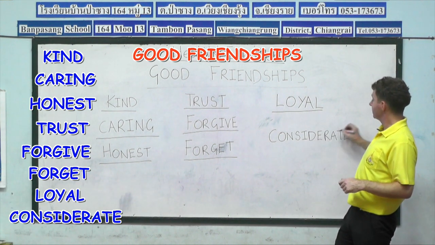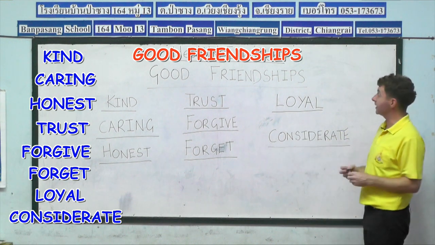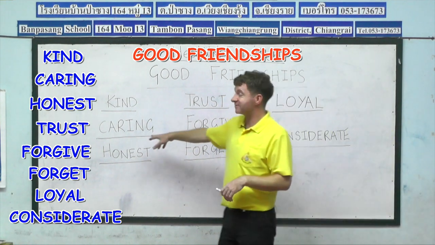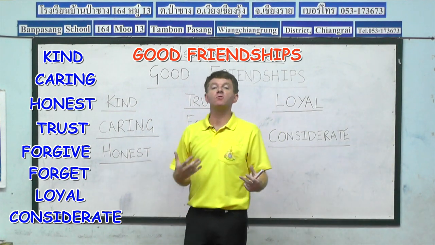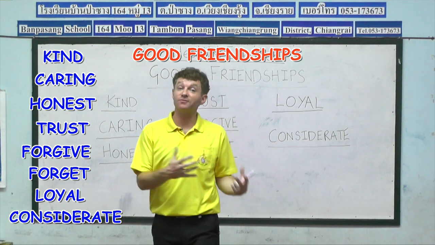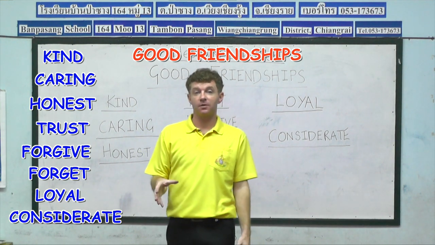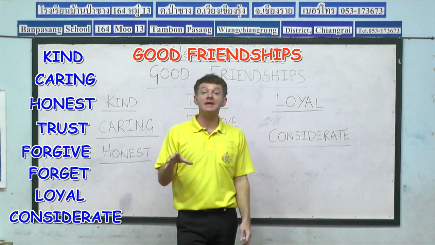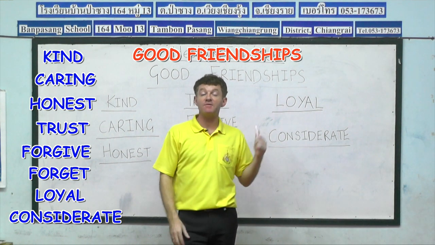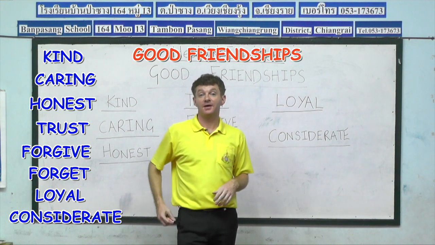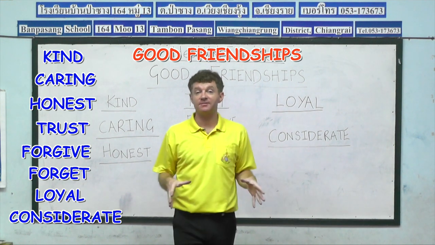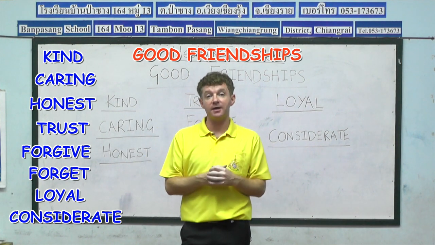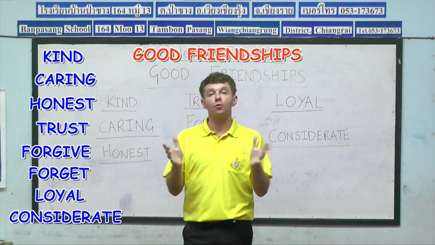C-O-N-S-I-D-E-R-A-T-E. Another important factor in a good friendship. Considerate. Considerate is quite similar to caring. It means that we should always respect our friend's feelings and opinions. If our friend wants to tell us something, we should listen and we should take their feelings on board. So therefore, we should be considerate. And that is a brief recap of the previous lesson, which was about good friendships and the qualities to display so we can have good friendships.